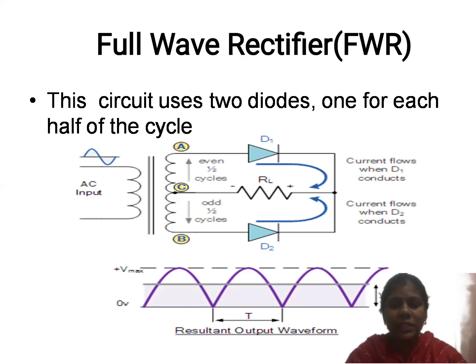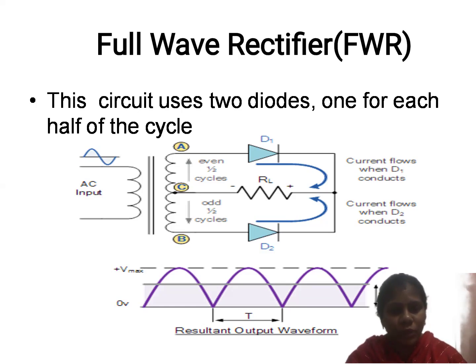The drawbacks of the half wave rectifier can be overcome by using the full wave rectifier. The drawback of the half wave rectifier is that it conducts only for half a cycle, but here you can see that all the complete cycles conduct. The efficiency of the half wave rectifier is only 40%. Why? Because it conducts only for half a cycle.